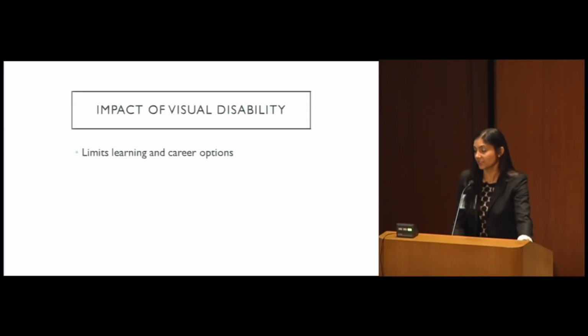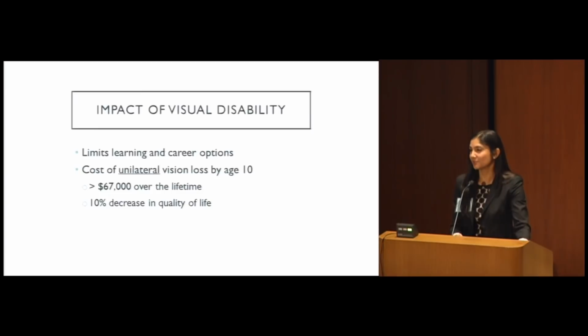So visual disabilities, as you might guess, have a lot of impact on people's lives. Firstly, it can impact someone's ability to learn, also their career opportunities down the line. There's a couple of studies that try to quantify the actual monetary or economic burden of unilateral vision loss, and I would probably argue that the values mentioned in this one paper are underballing it a little bit. This paper described unilateral vision loss by the age of 10 can result in upwards of $67,000 of cost over a lifetime and about a 10% decrease in quality of life.